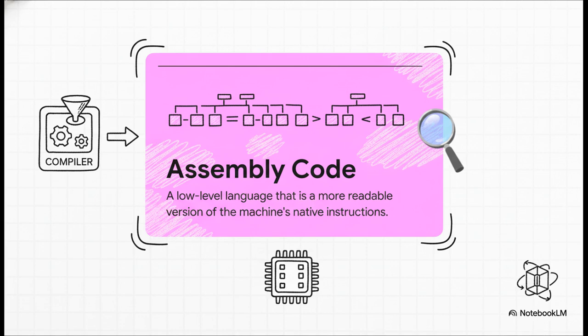So, assuming your code passes the syntax check, no typos, no missing semicolons, the compiler gets to work translating it into something called assembly code. Now, assembly is a very, very low-level language. It's kind of the bridge between our human-readable logic and the raw, fundamental instructions the hardware understands.